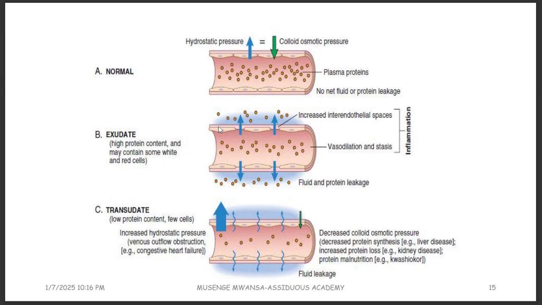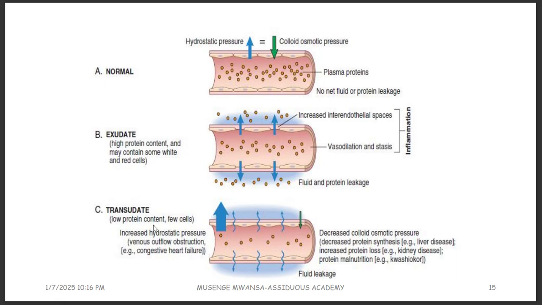So in exudate, you can see there is an increase in space between the endothelium. Can you see this is an endothelial cell, this is an endothelial cell? There is a big space between them. So proteins start to leak out, and many other types of cells like white blood cells and red blood cells, and that's what leads to exudate edema because of increased interendothelial space. And then in transudate, you can see the endothelium is still attached, so it's actually only water that is leaving. Only water.